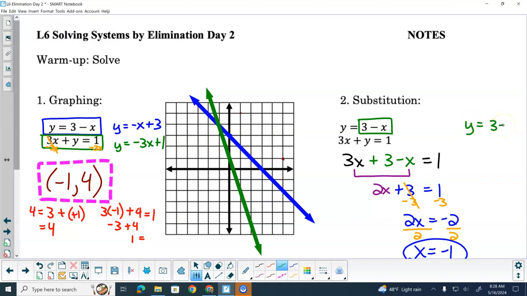3 minus, now this is -1. Okay. What is 3 minus a -1? Nope. Nope. Do we like minus a negative? No.